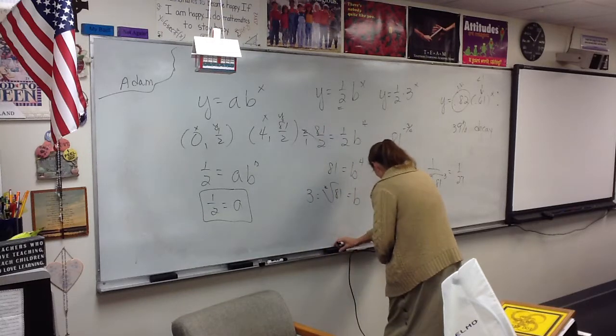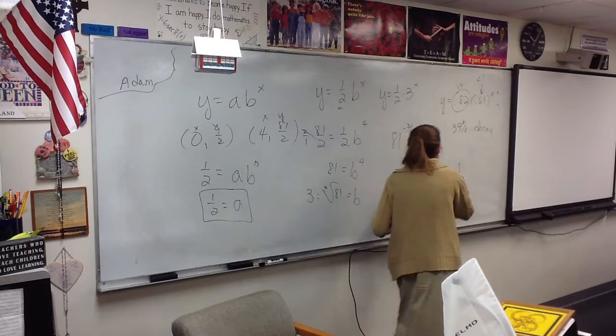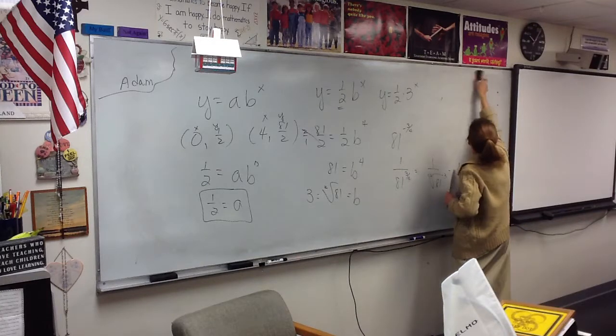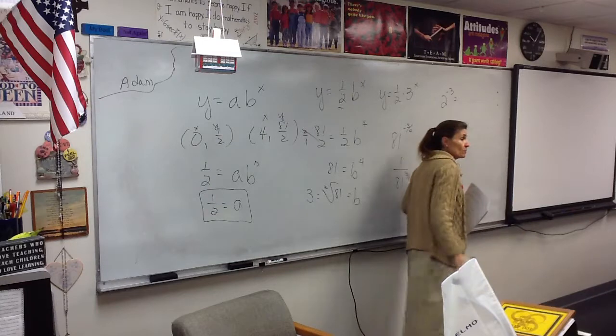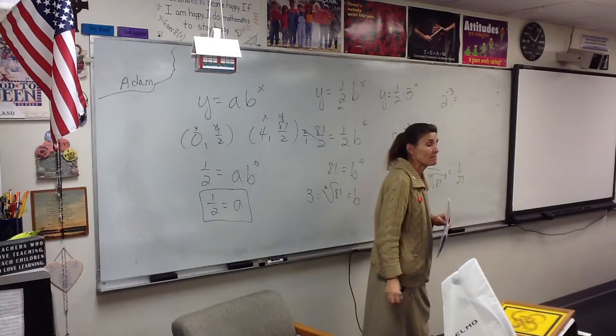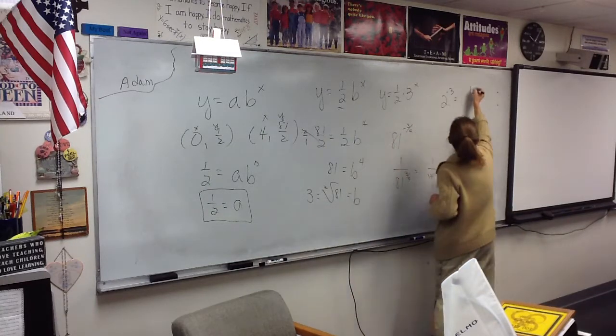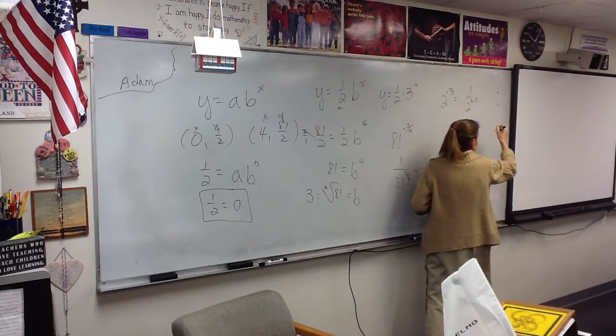B, 2 to the negative third. I got it. 2 to the negative third. It's a negative exponent. What does that mean? 1 over. So 1 over 2 cubed is? 1/8.